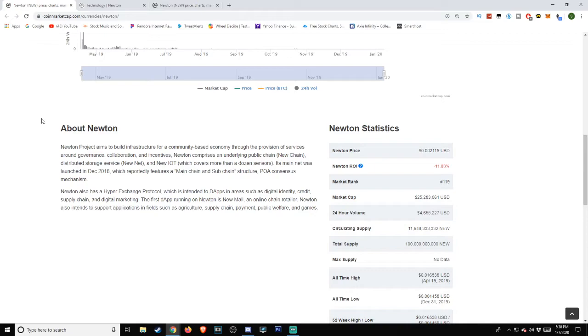Newton also has a HyperExchange protocol, which is intended for dApps in areas such as digital identity, credit, supply chain, and digital marketing. The first dApp running on Newton is NewMall, an online chain retailer. Newton also intends to support applications in fields such as agriculture, supply chain, payment, public welfare, and games.